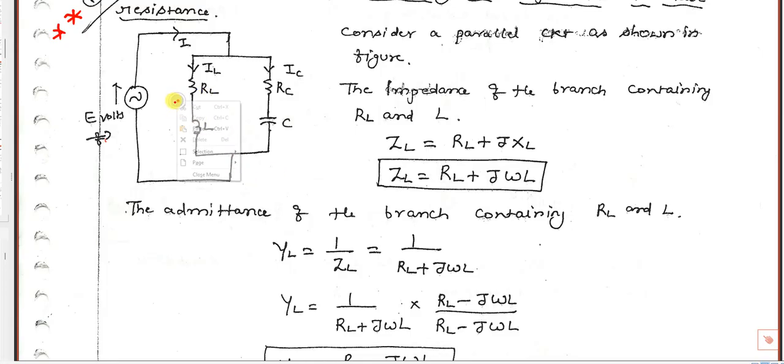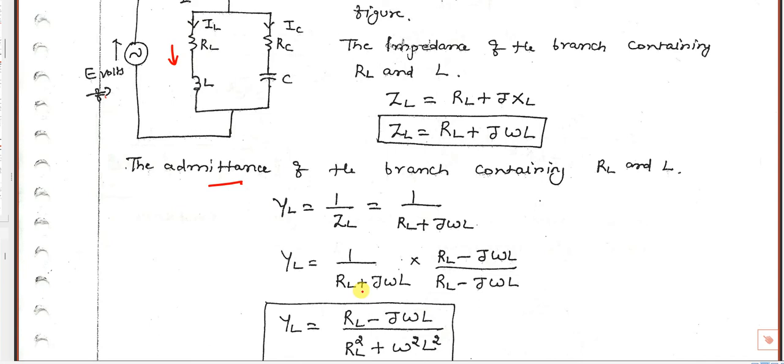First branch, I told you the procedure. First find out in this branch what is the impedance of the inductance branch. RL plus JXL is the impedance. XL is omega L, and admittance is given by the reciprocal of that. So YL is equal to 1 by ZL, 1 by RL plus J omega L. So again, as we did, we have to rationalize. We have to separate the real part and imaginary part.